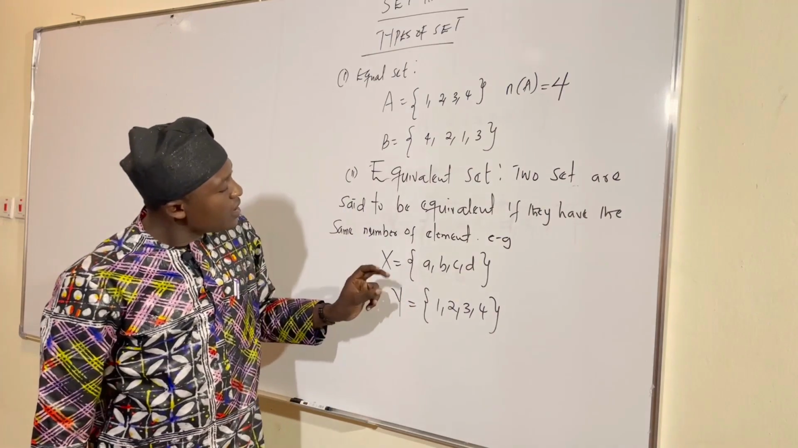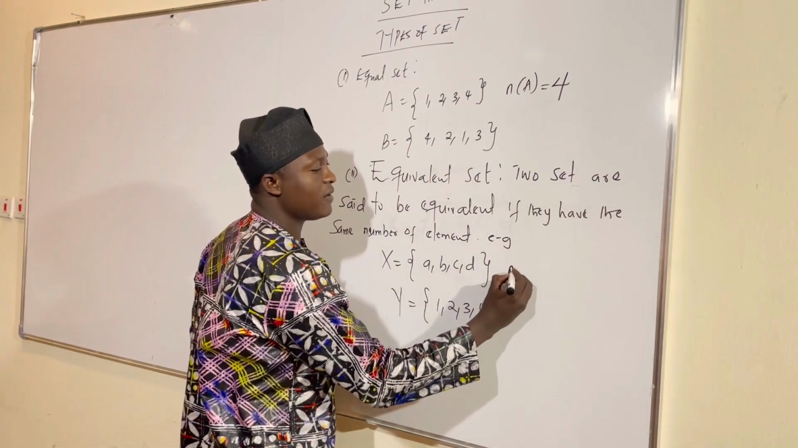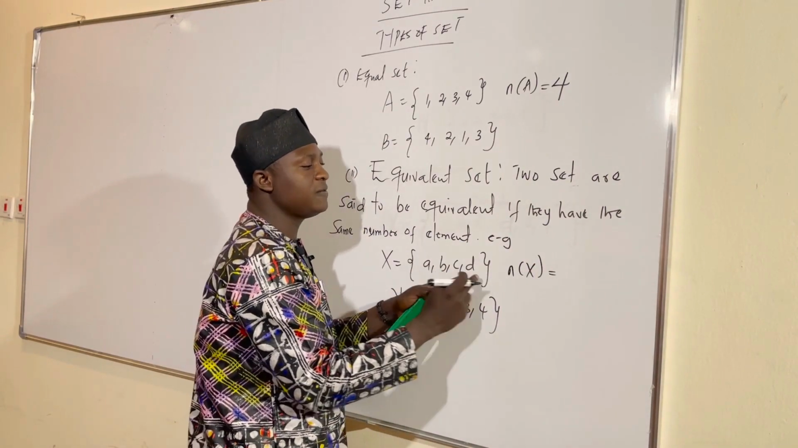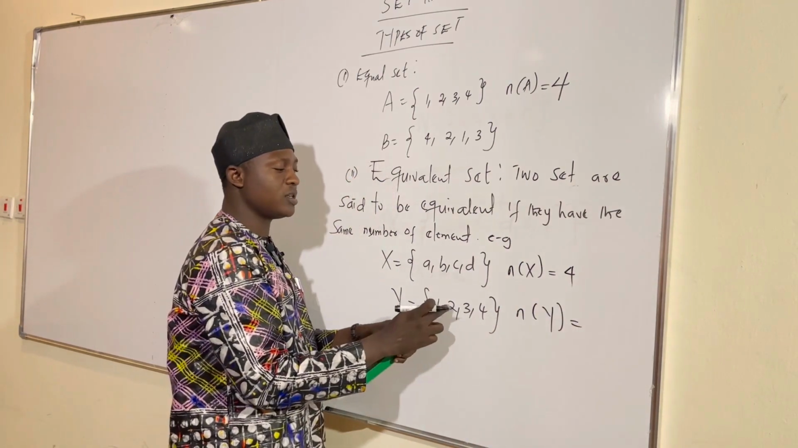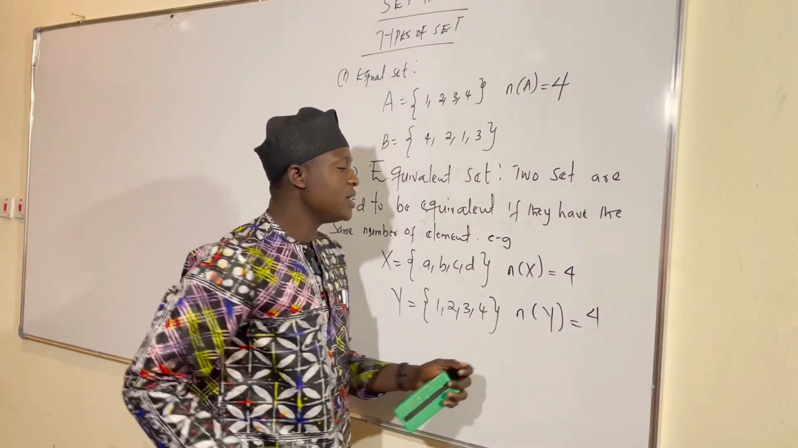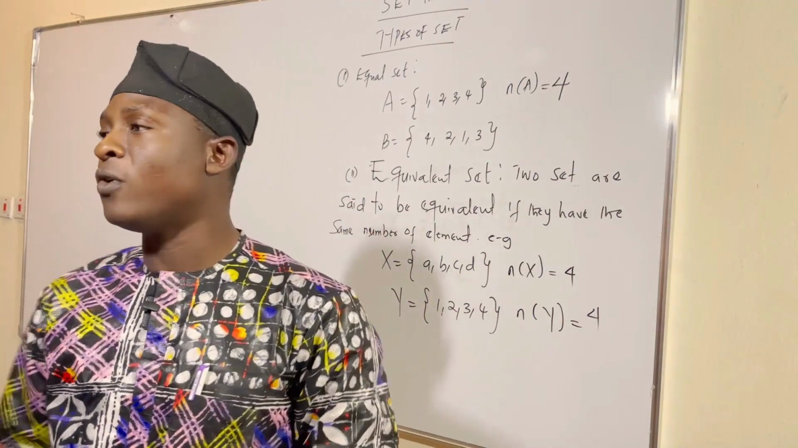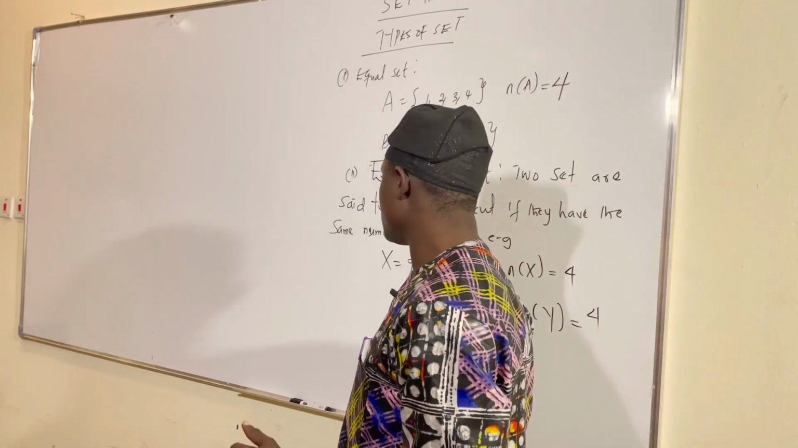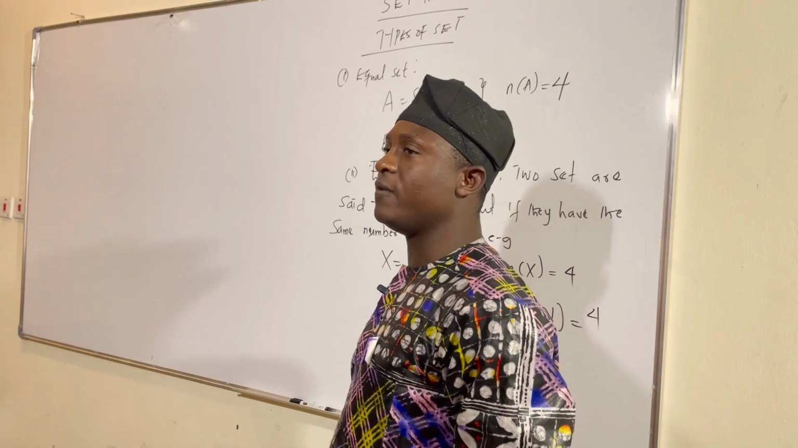So clearly here, let's determine the number of elements we have in X. The number of elements of X is 1, 2, 3, 4. At the same time, the number of elements of Y is 1, 2, 3, 4 as well. So now, clearly we can see that X has 4 elements, and Y also has 4 elements. Which means that X and Y are equivalent.